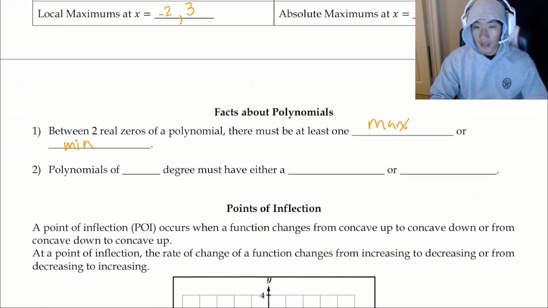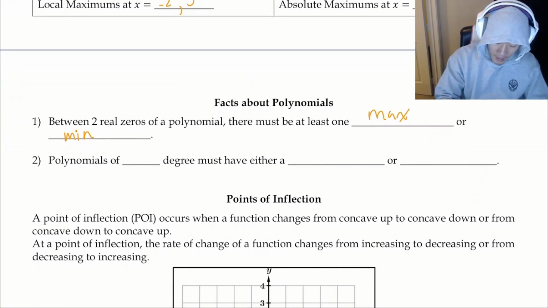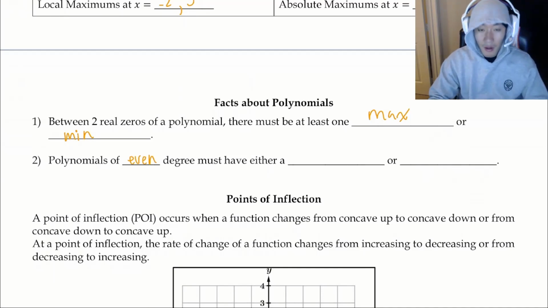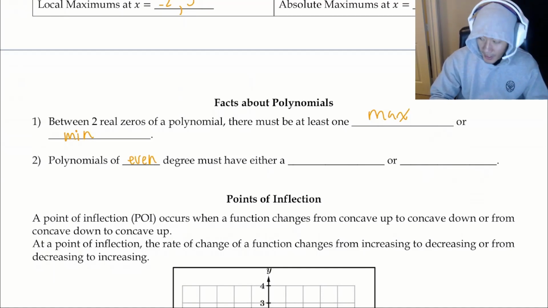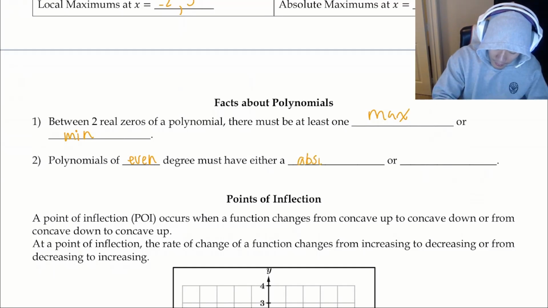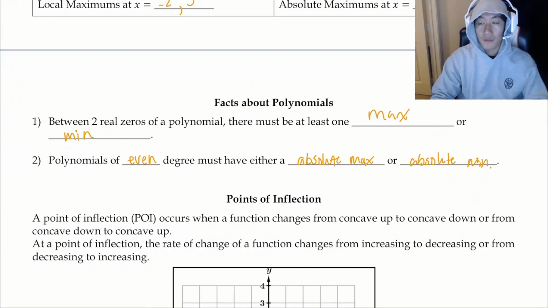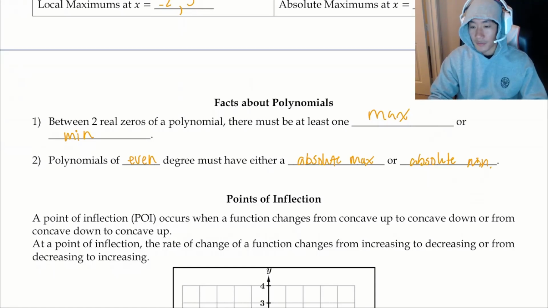Now let's talk about the second part here. This part is talking about polynomials of even degree. Polynomials of even degree must either have an absolute max or absolute minimum. Either or, right? And so when we think about even degree functions, we think about the ends pointing in the same direction. But we'll get into that later in the notes here.